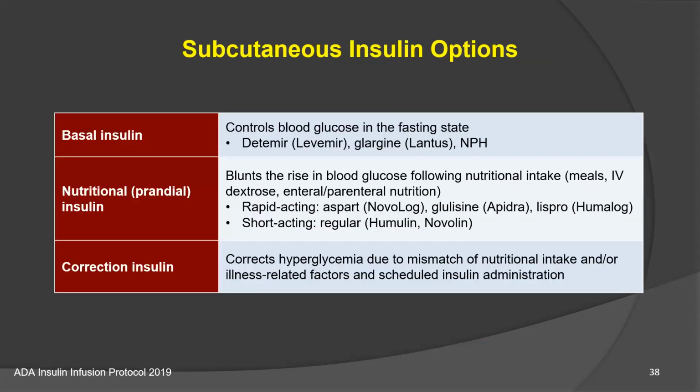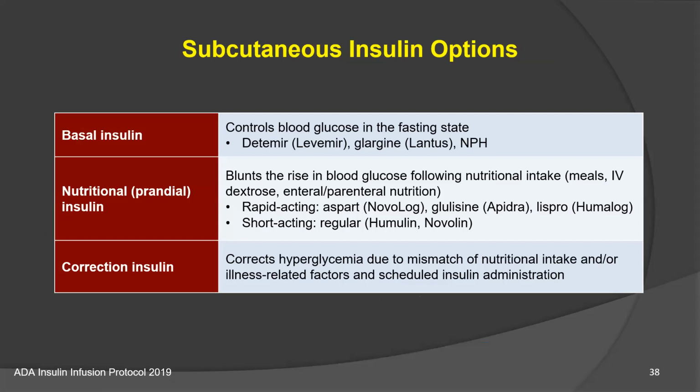Now, what are the subcutaneous insulin options? Basal insulin will control blood glucose in the fasting state. The options are Detemir, Glargine, and NPH. Nutritional or bolus insulin, prandial insulin, blunts the rise in blood glucose following nutritional intake: meals, IV dextrose, enteral or parenteral nutrition. The options are rapid acting: aspart, glulisine, lispro; and short acting: regular.